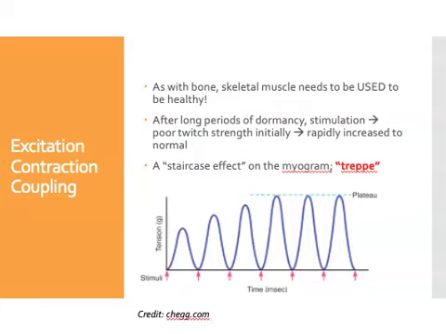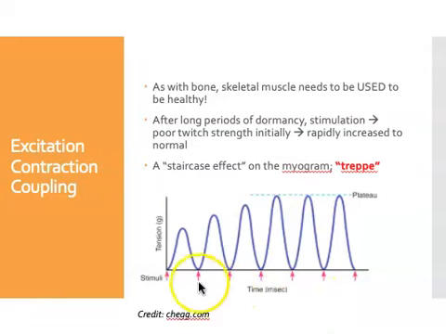So think about a person maybe who's been in a hospital bed or maybe who's had a leg casted because of a bone fracture. After a long period of dormancy, when skeletal muscle gets stimulated that first time, the twitch strength that it's going to be able to generate is pretty poor. It's about half of what it would normally be. But very, very quickly, those twitches will get stronger and stronger and stronger until they're back to normal.